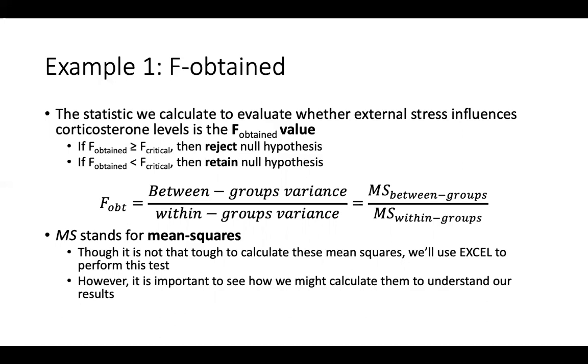So I'm going to show you how these are calculated by hand, just to show you, again, how the different sources come together. But we're going to let Excel do that for us. The important point, though, is, again, this is your final test statistic. It's the F-test, or the F ratio, that we then derive our p-value from to compare to alpha.